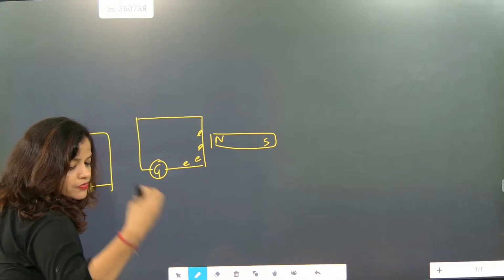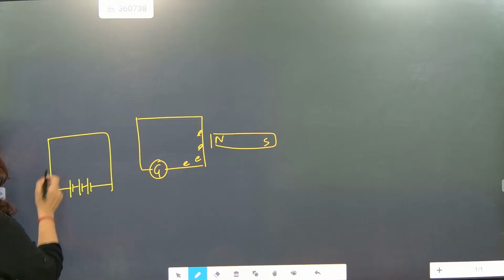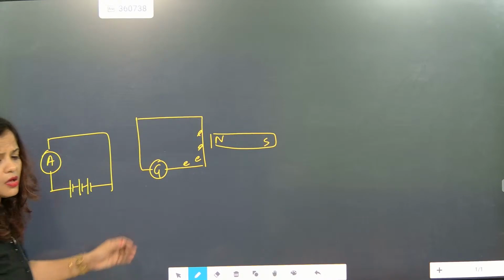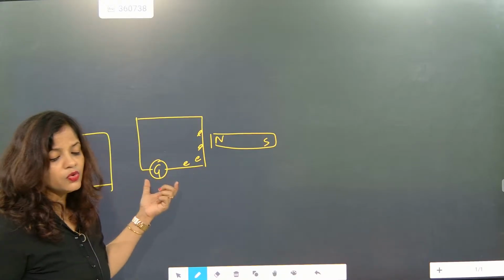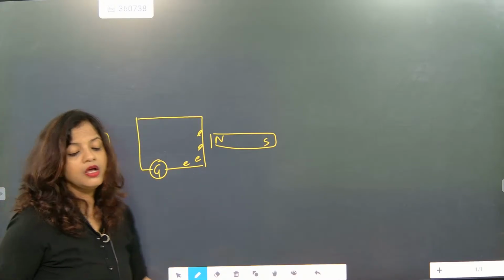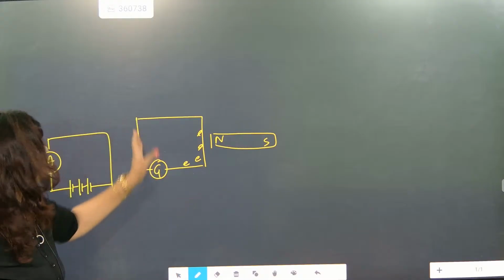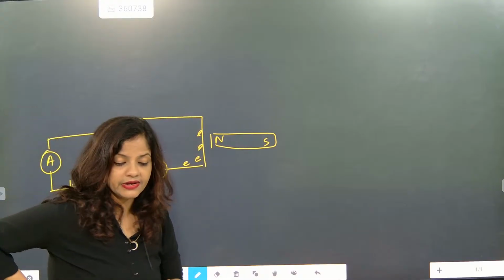The number of cells joined together will become a battery. There you can join an ammeter. But here, where no battery or cell is there, you can join a galvanometer. So with the galvanometer, see this wire, the generator and everything is there.